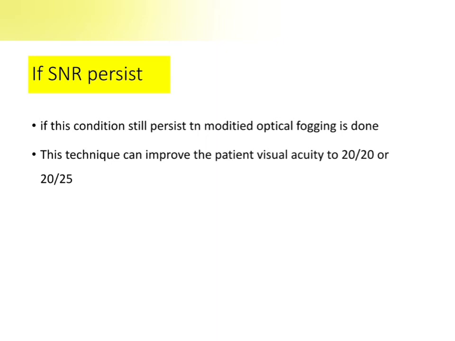Negative relative accommodation is the highest plus lens or plus power that the person can bear with minimum effort of accommodation. That means we are relaxing the patient's accommodation, making the patient myopic, and seeing how much he can relax his accommodation to see the object clearly. So that is negative relative accommodation.